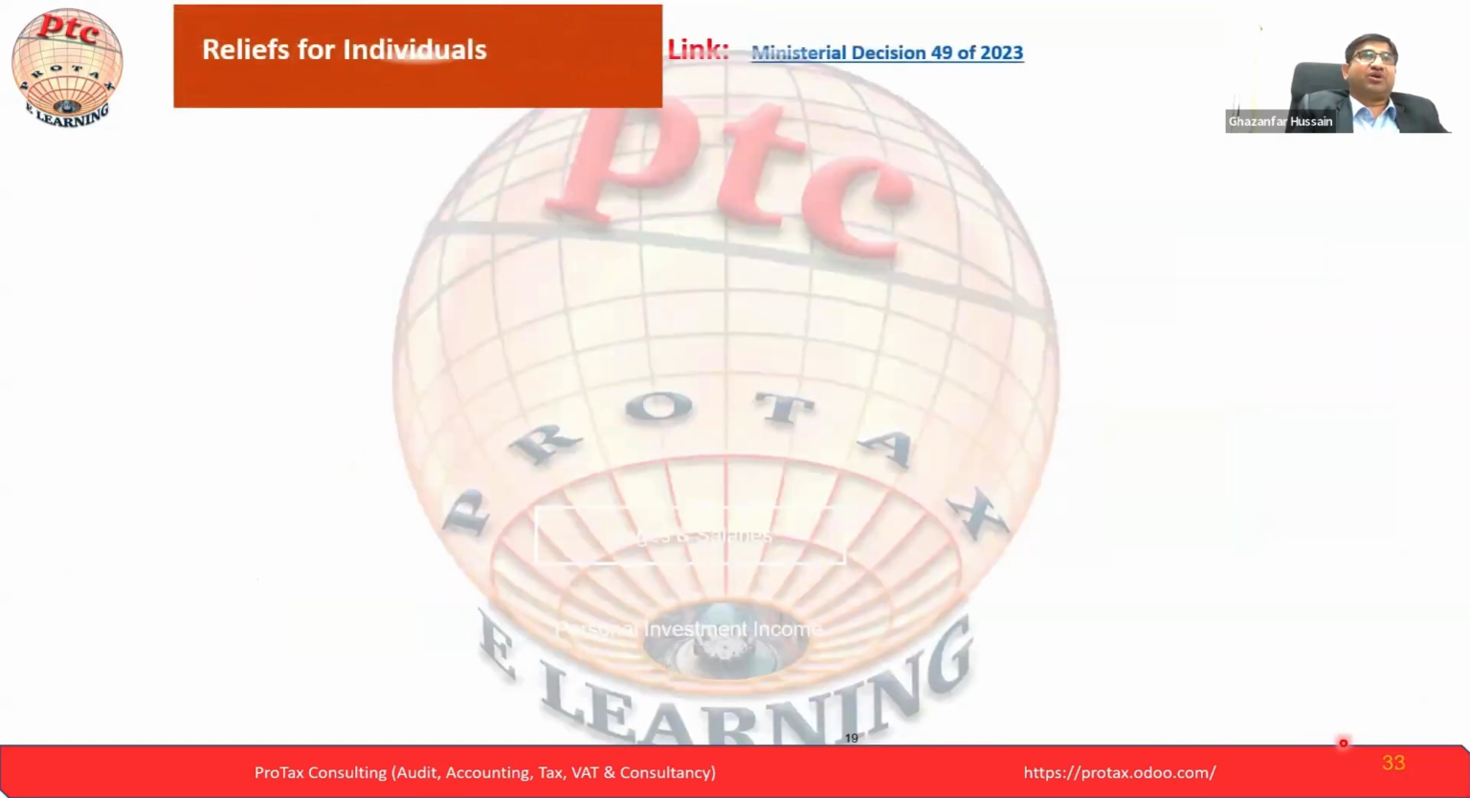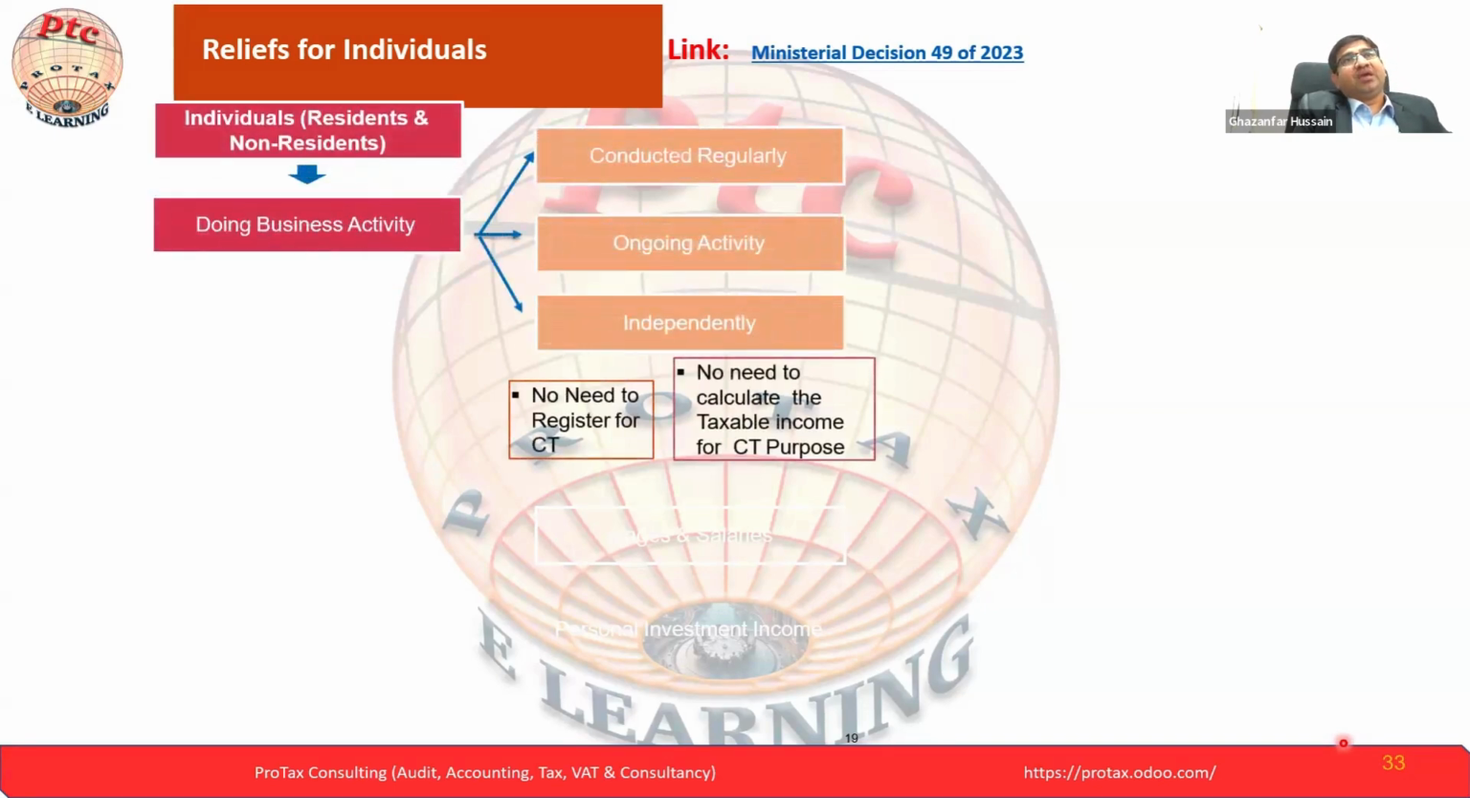Let's move to our next point, relief for individuals. The ministerial decision link is there. As written over there, you just go and type it on Google and it will open, but I'll share the link also. Here again, I'm summarizing the relief for natural persons. The same point I'm explaining in different ways, multiple ways, for your better understanding, for repetition, because if your understanding is not clear, the application of such things will not be appropriate.